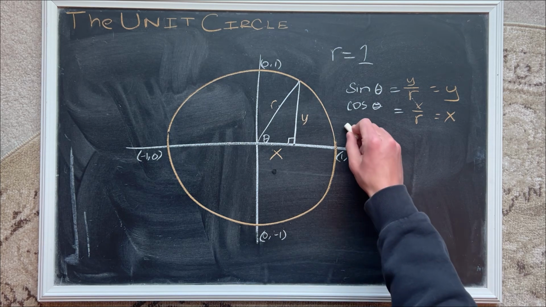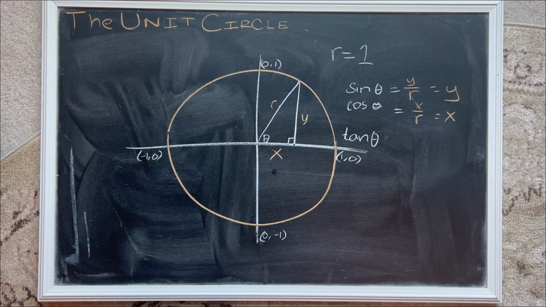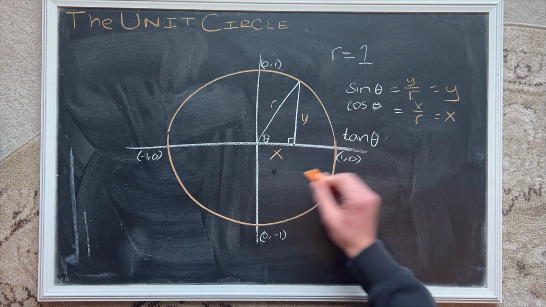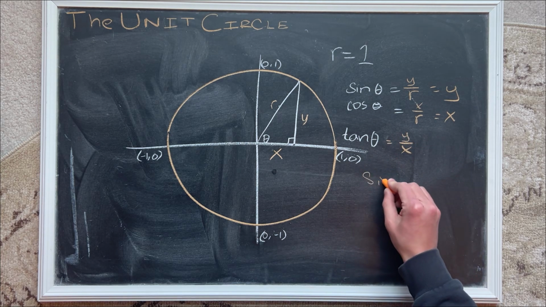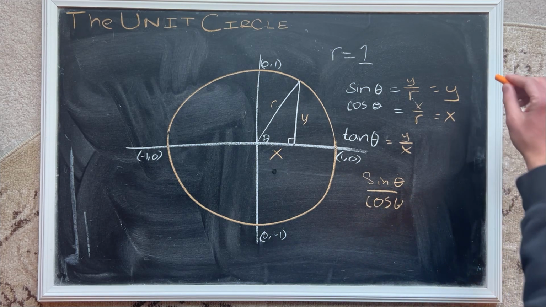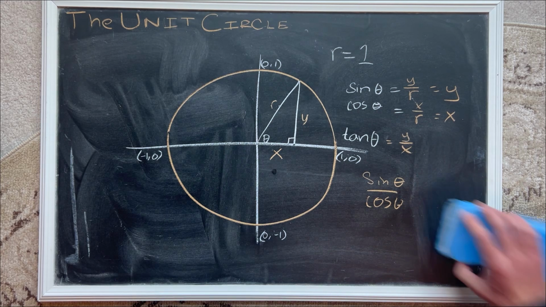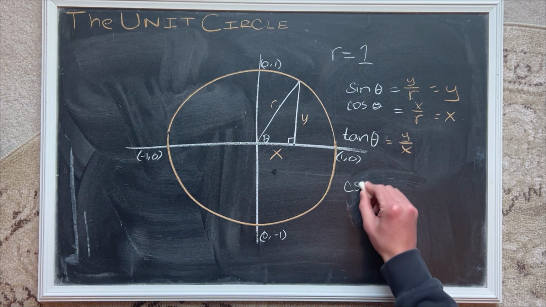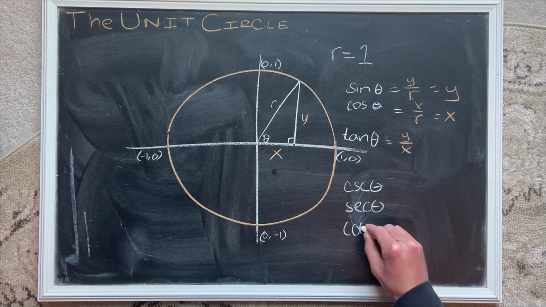And then for tangent, we can think of it two ways. First we could say that it's opposite over adjacent, so that would be y over x. But tangent is also sine over cosine. So we see sine is y, cosine is x, so it's also y over x. So those are the three main ones. But we have three more trigonometric functions. We have cosecant, secant, and cotangent.